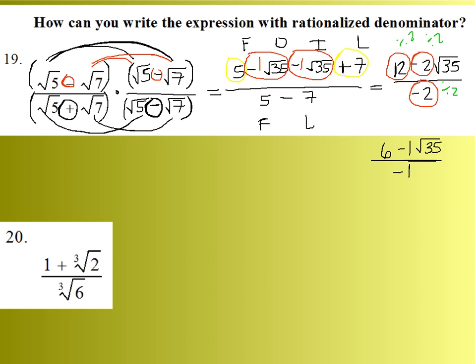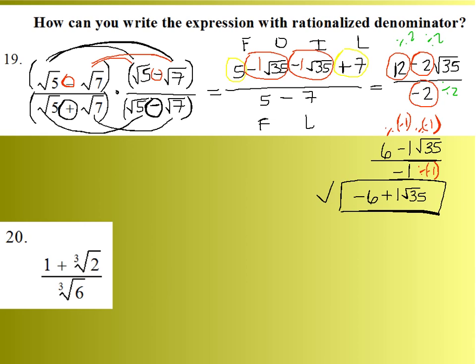Now, we don't want to leave a negative in the denominator, and 1 is just itself. So we're just going to divide everything here by negative 1. We're going to divide this by negative 1, and we'll divide this again by negative 1. And when we do that, this turns into negative 6. This turns into positive 1 square roots of 35, and then it's over a positive 1, which we don't need to write. So here's our final answer.